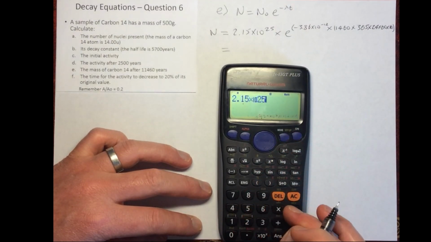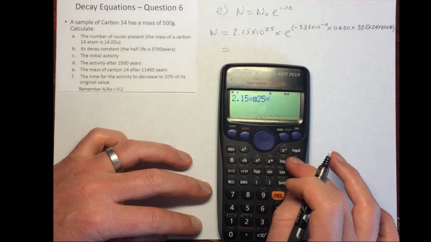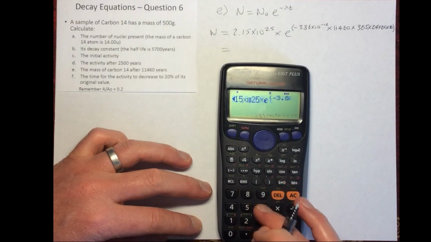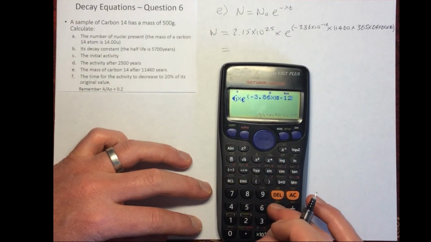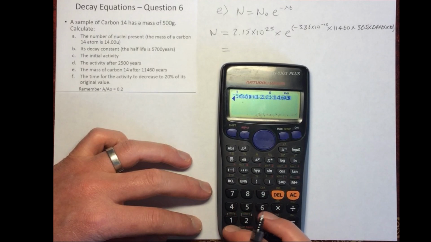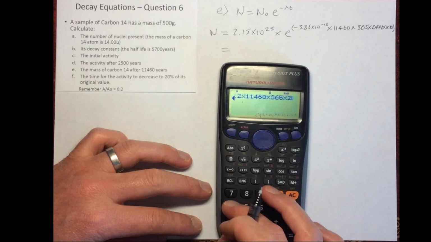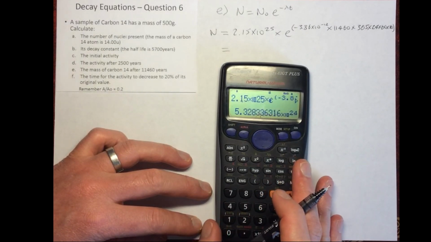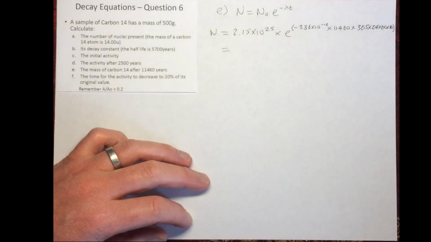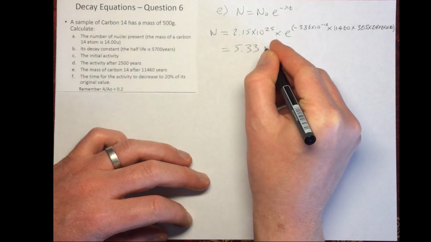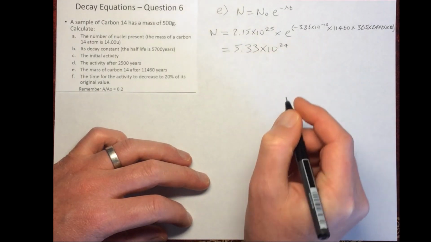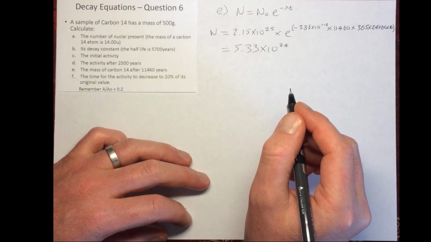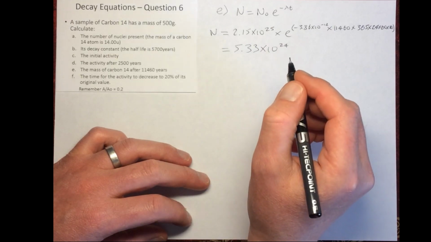2.15 times 10 to the 25 multiplied by e to the power of, let's put it in brackets, the decay constant multiplied by 11460 times 365 times 24 times 60 times 60. And when we work that out, we get 5.33 times 10 to the 24. And that is just a number, there's no unit because it's the number of carbon nuclei.